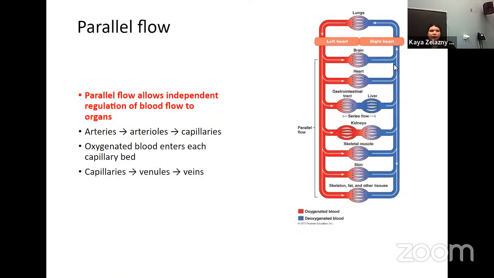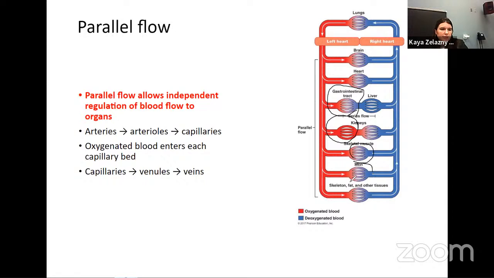Versus here we have a map of the systemic circuit. So when I say blood is going to the body, this is what I'm talking about. Okay, so we can see that blood did first go to the lungs, but now we can see that it's going to the GI tract and the kidneys separately. It's going to the skeletal muscle separately from the skin.